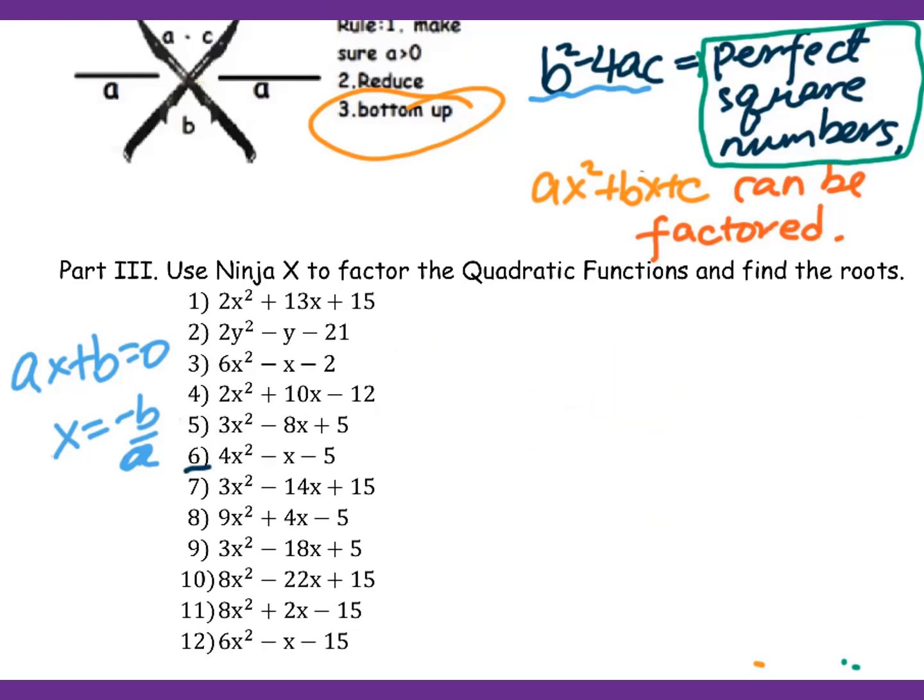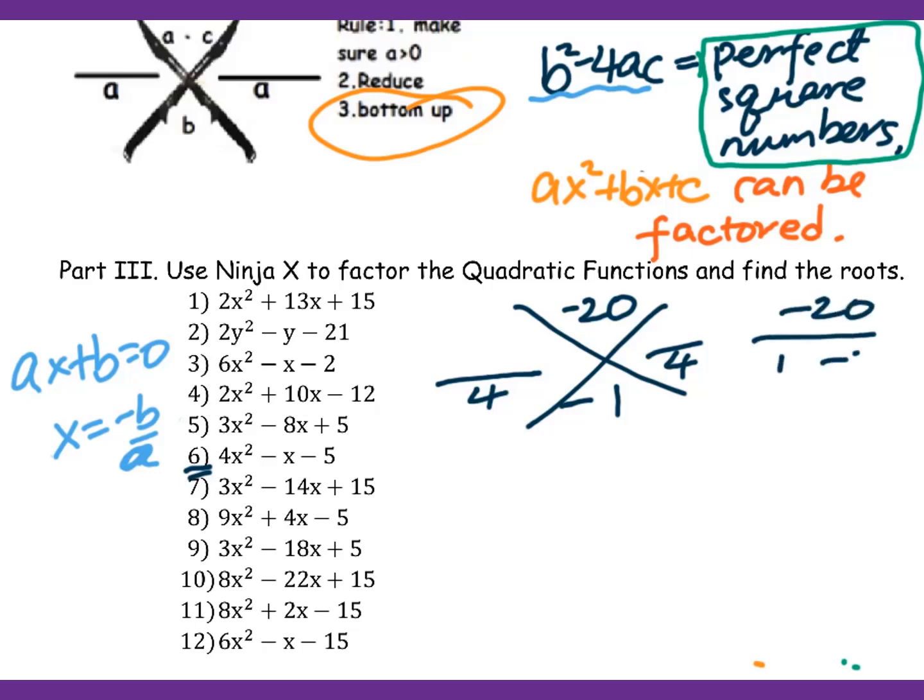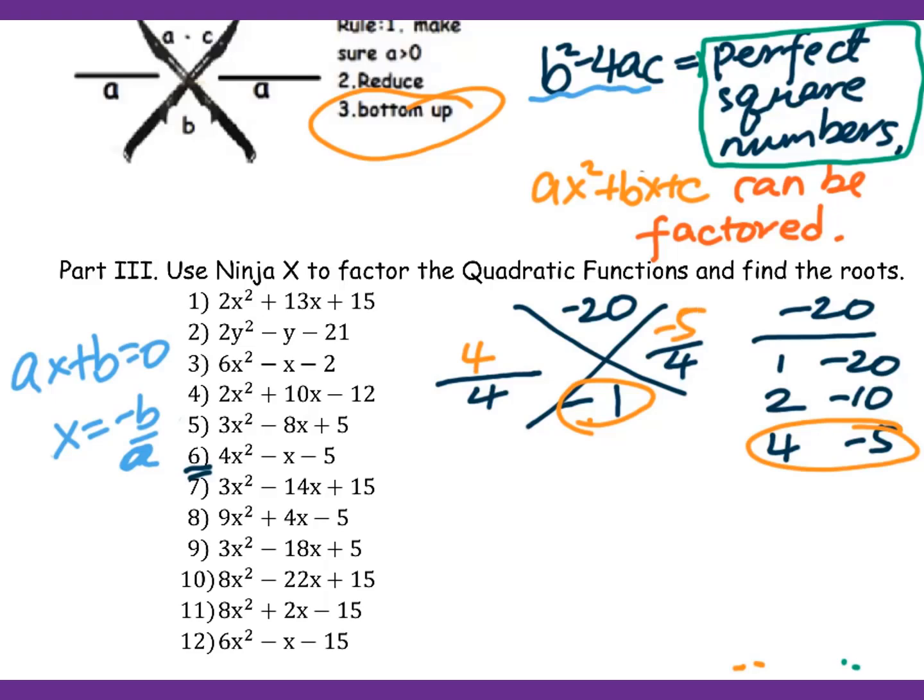Go to number 6. I got the negative 20, negative 1, 4. Negative 20, 1, negative 20, 2, negative 10. Adding is not negative 1, so keep going. 4, negative 5. I got the negative 1 here, adding 4 plus negative 5. Therefore, this is my answer, 4, negative 5.